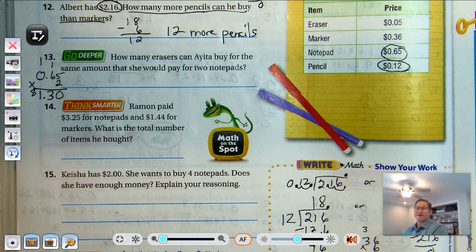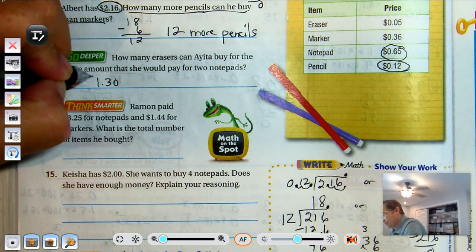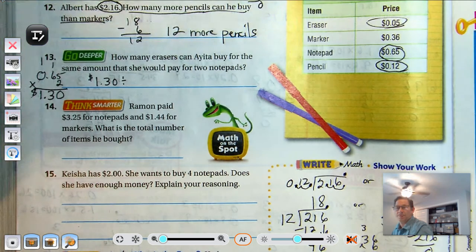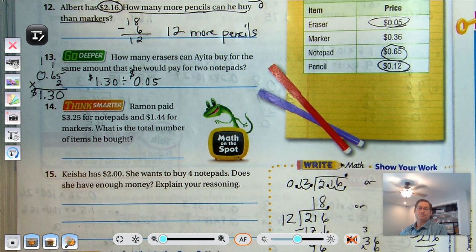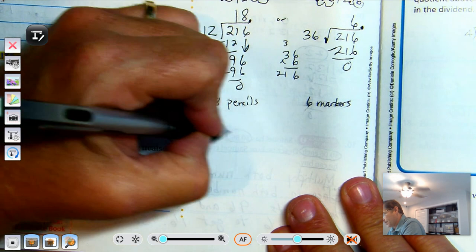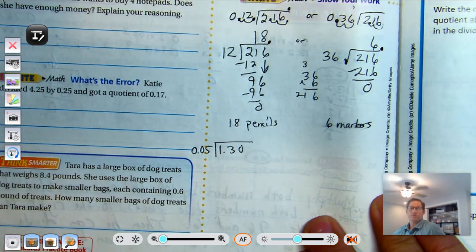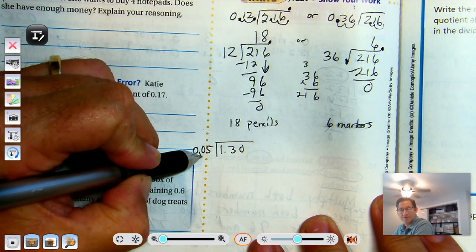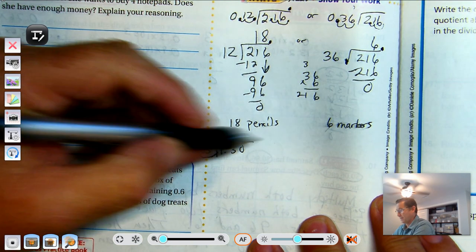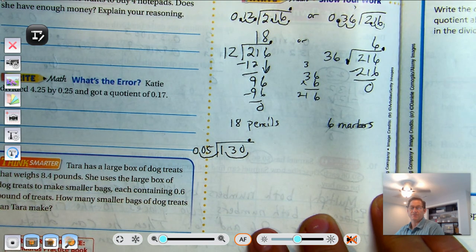So our question is, how many erasers can she buy for $1.30? So our problem becomes $1.30 divided by 5 cents. All right. So let's go to our workspace, and we have $1.30 divided by 0.05 or 5 cents. We're going to have to multiply the 5 hundredths by 100 to move it 2 places to the right. Do the same thing to the dividend. So we'd have 130 divided by 5.